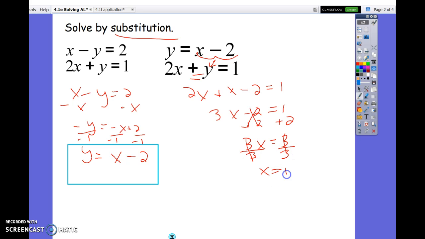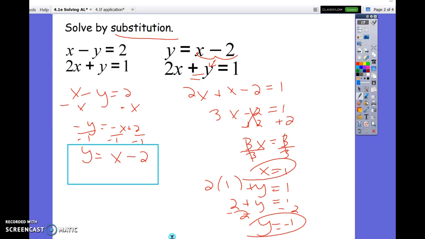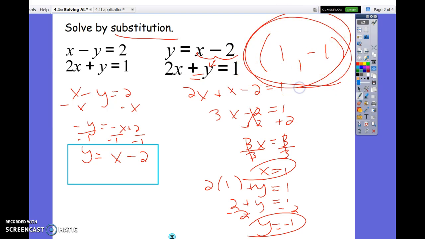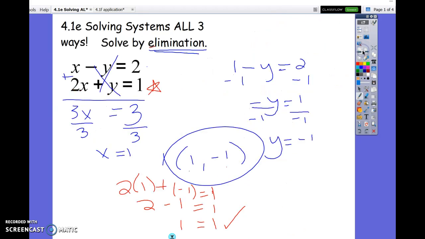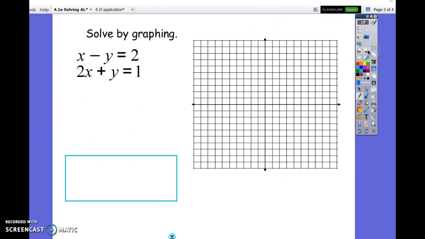Hey, x equals 1. And then to find y, we just have to plug it into one of our original equations. Let's plug it into the bottom one this time. Well, 2 times 1 plus y equals 1. So that tells us 2 plus y equals 1. Well, let's subtract 2 on both sides. So we find that y equals negative 1. So we've got x, we've got y. So our solution is 1, negative 1. Okay, that's our solution using substitution. Notice that we got that same solution when we used elimination.